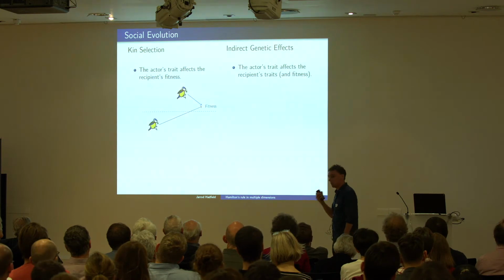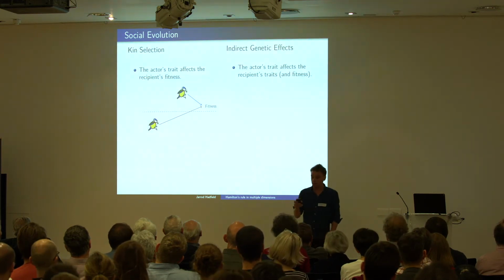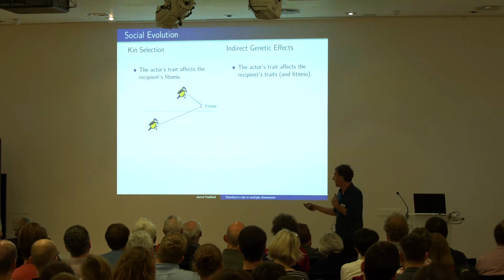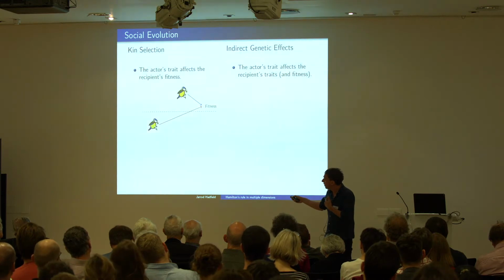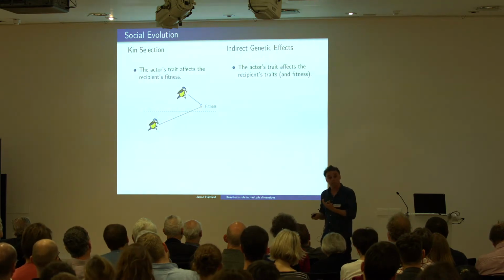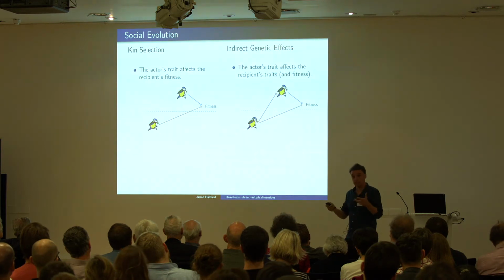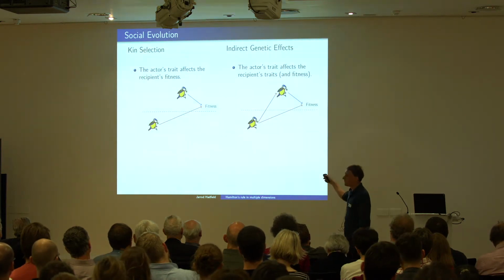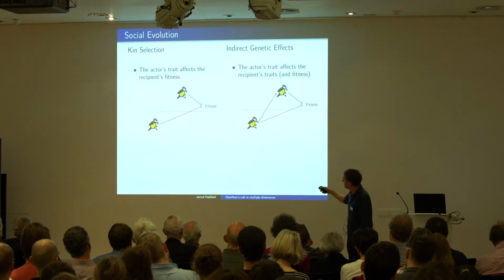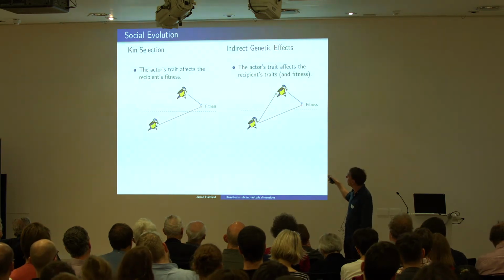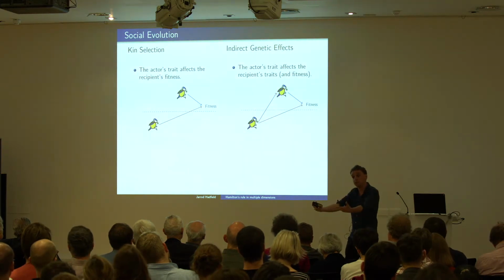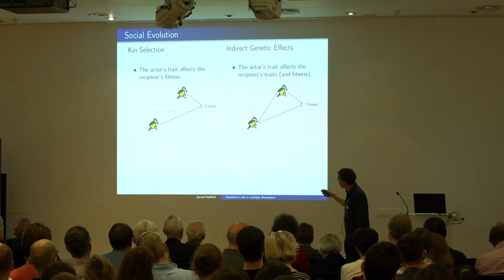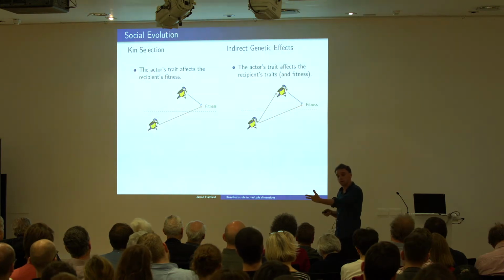The IGE models differ in one important respect. Not only do you allow the provisioning behavior of the actor to affect the fitness of the recipient, you also allow this individual to affect the trait values of that individual. Okay, so to make things easy, let's just imagine this is a mother and this is an offspring. Here we're saying that the provisioning behavior of the mother directly affects the provisioning behavior of the offspring. This is a direct effect. It's not because the mother's transmitting genes. Somehow the amount of provisioning I received is determining how much provisioning I go on to do.